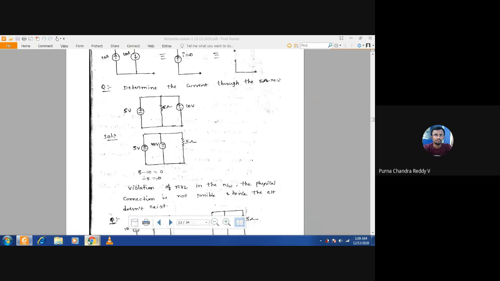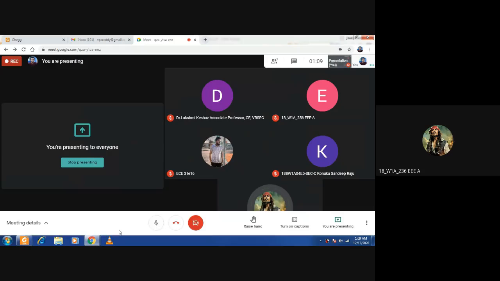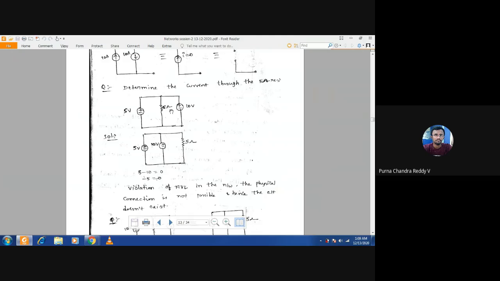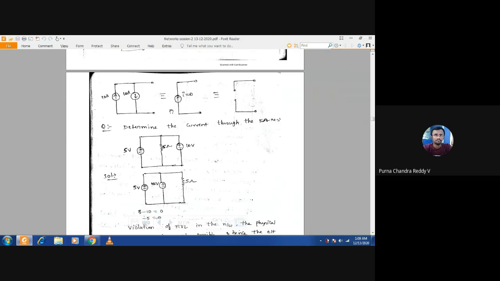Can you hear me? Yes, sir. Tell me. What is the current flowing through this 5 ohms resistor?